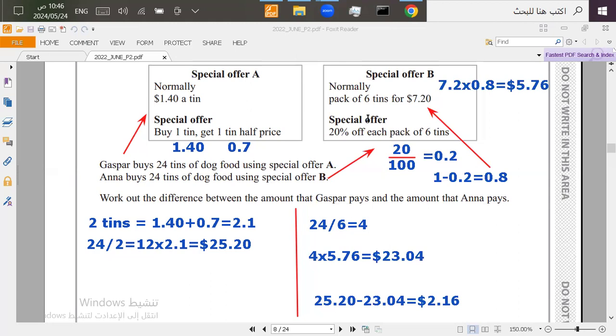Same idea here. We found out what's the special offer, which is 20% off for each pack of six pens. And then we took the 20% off this, we got 5.76. Then we found out that all the 24 pens divided by six, because a pack has six pens, we need four packs. So we multiply the four packs by the price of the pack, and we got 23.04. And then we subtracted them from each other to find the difference in price between Anna and Gasper. Now let's move on to the next question.